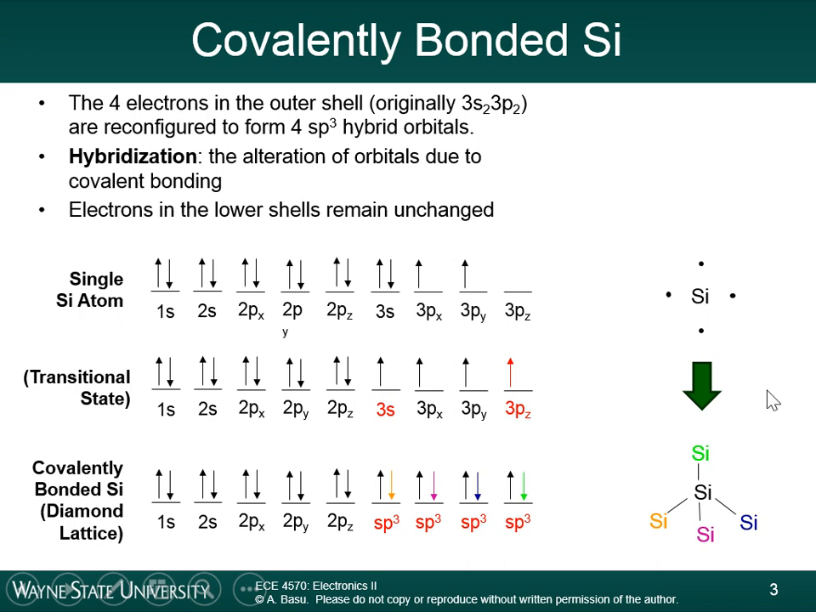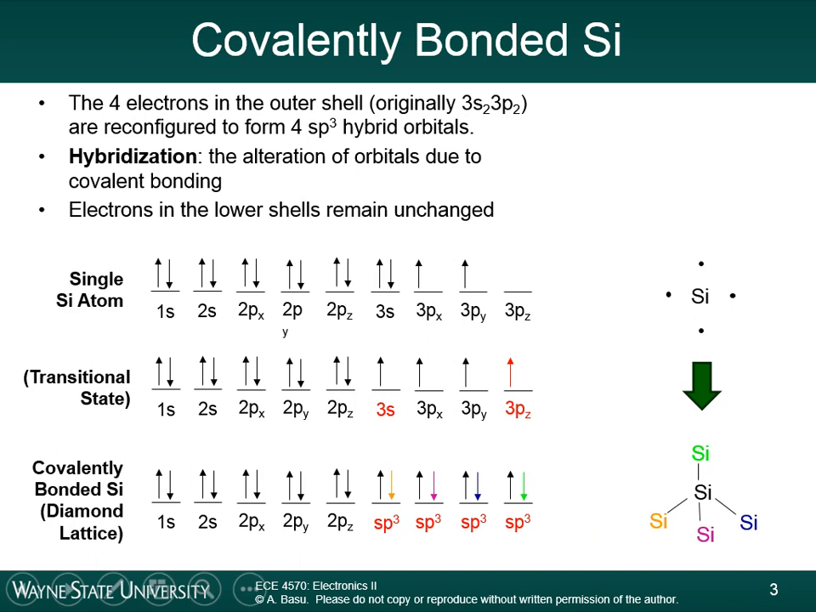So when silicon binds to these other silicon atoms around it, it goes through its transitional state. We're not going to be looking at the details of that. But eventually it forms covalently bonded silicon in the diamond lattice. This happens very quickly. And instead of having the 3s, 3px, 3py, 3pz orbitals, these orbitals get changed into these sp3 format orbitals. These are called hybrid orbitals.